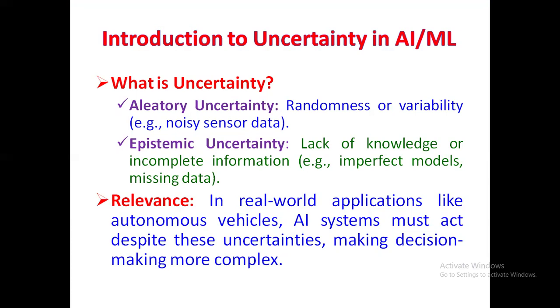The relevance of these uncertainties is clear in applications like autonomous vehicles, where uncertainty plays a significant role. These vehicles must make decisions in real time with limited or noisy information. Uncertainty makes decision making more complex. Why is it more complex? Because the system must weigh the risk of various actions in unpredictable situations. Understanding and managing these uncertainties is crucial for achieving safe and reliable systems.